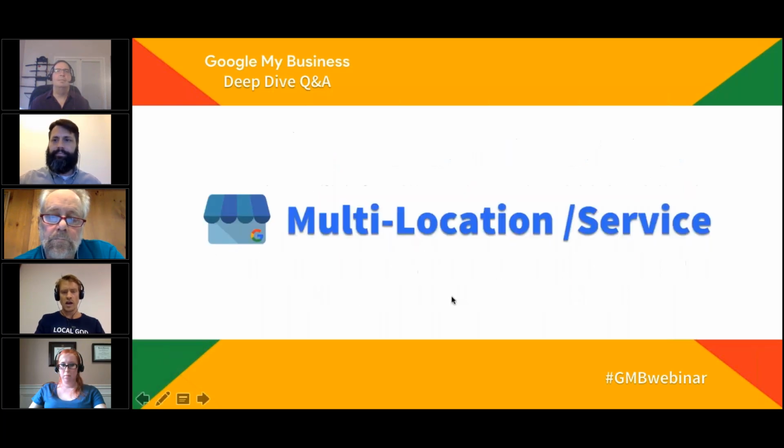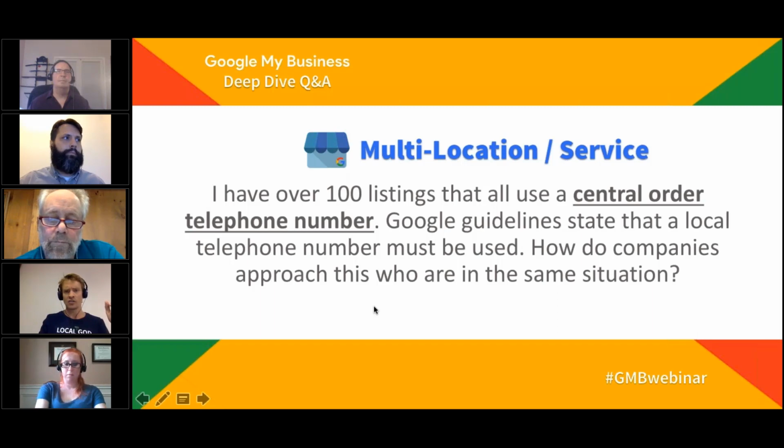Yes. Okay, great. Let's go to the final section, which is around multi-location businesses or single businesses that have multiple services that they operate out of one location. And let's go with Joel on this one. I have over 100 listings that all use a central order phone number. Google guidelines state that a local phone number must be used. How do companies who are in the same situation approach this?